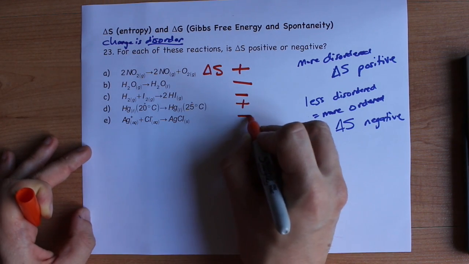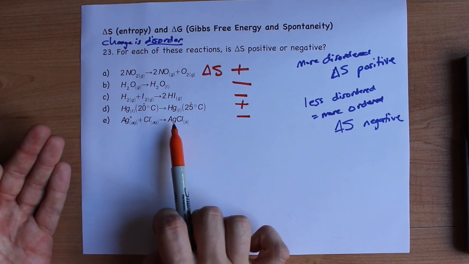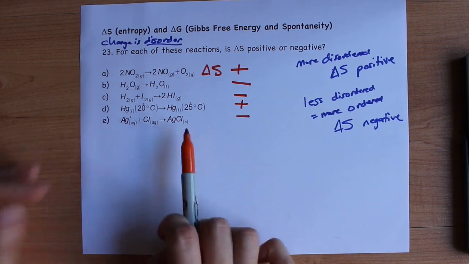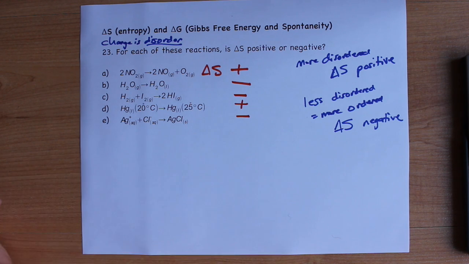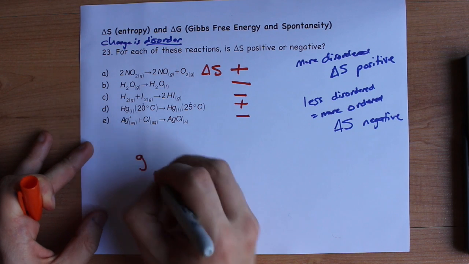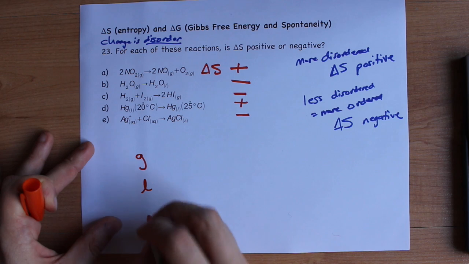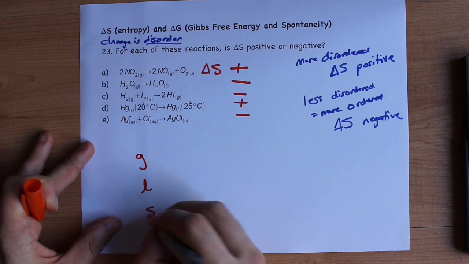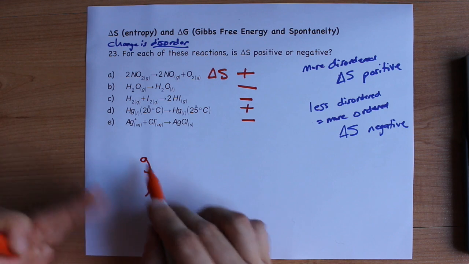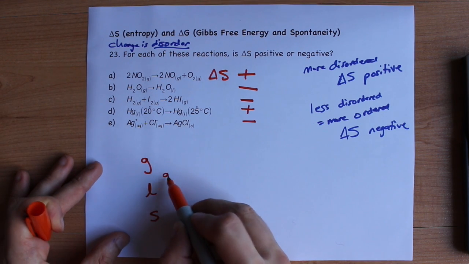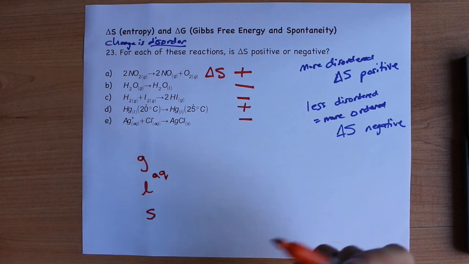We're becoming less disordered because, first of all, this is a mixture and this is a pure substance, but also two things become one, and aqueous things have more freedom than solid things. Gas is always higher in entropy than liquids, and liquids are always higher in entropy than solids. Aqueous, I can't say for sure where they are. I like to put them generally in between liquids and gases.